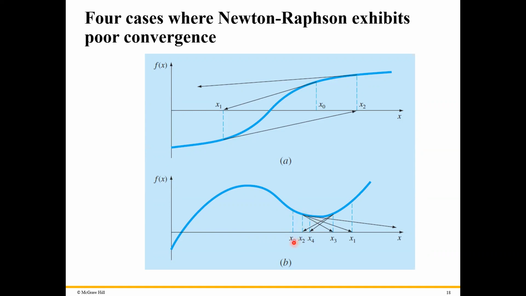So when we take our initial guess, we move from x0 to x1, then from x1 to x2, then from x2 to x3, and so on to x4. We keep converging toward some point where there is no solution, because the solution is not here, it is over there. So in this case, the solution converges to a wrong point.